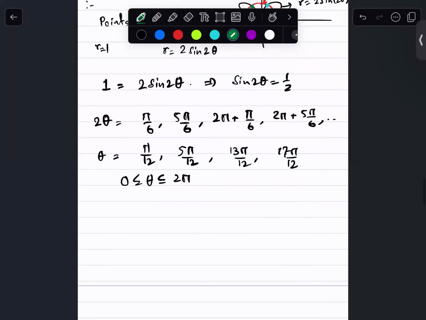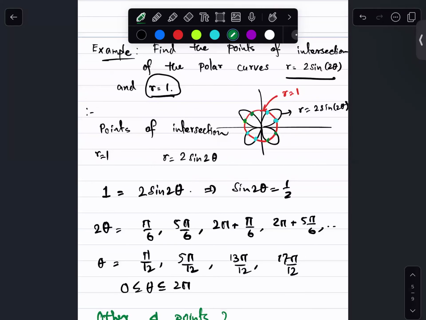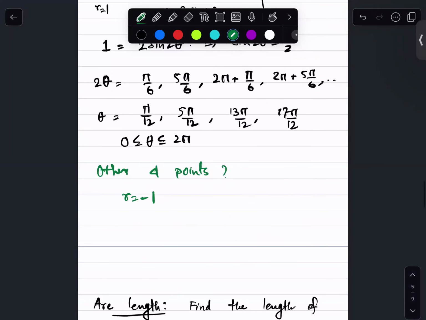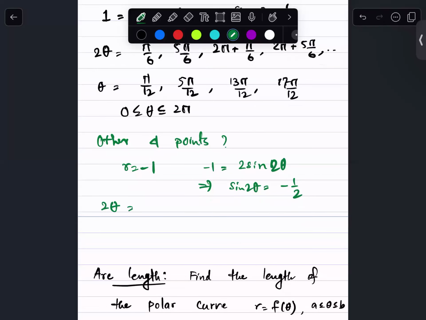Because the other 4 points are coming from r equal to -1, okay? r equal to -1 is also this same red circle, right? If you remember it correctly. So then if I equate r equal to -1 and r equal to 2 sine 2 theta, then I'll get sine 2 theta to be -1 over 2. And then my possible values of 2 theta will be 7 pi over 6, 11 pi over 6, 19 pi over 6, and 23 pi over 6.